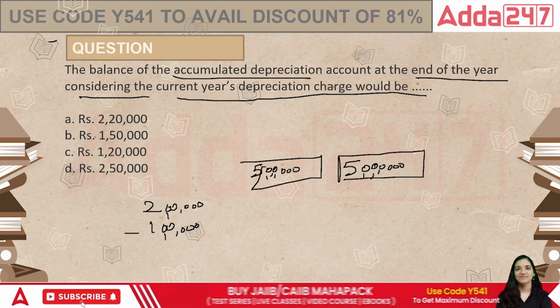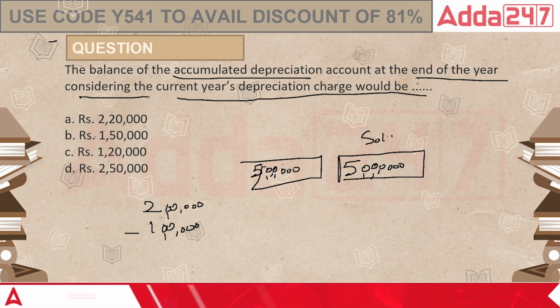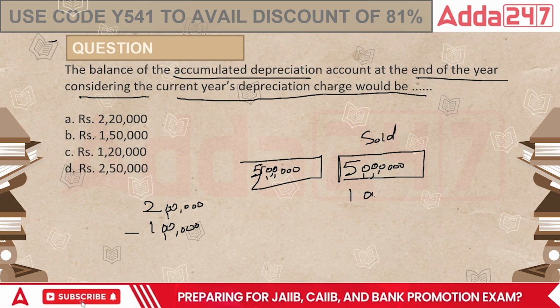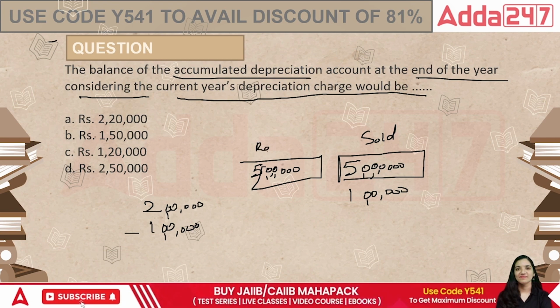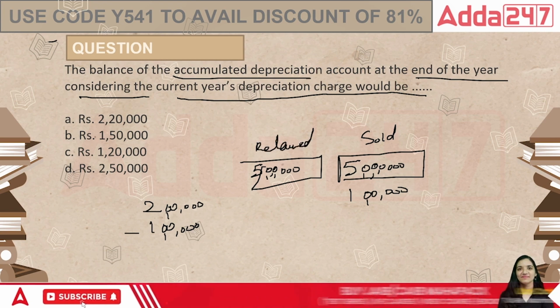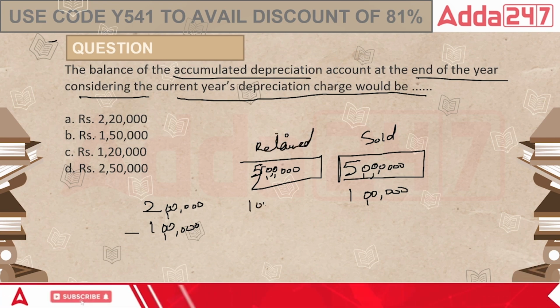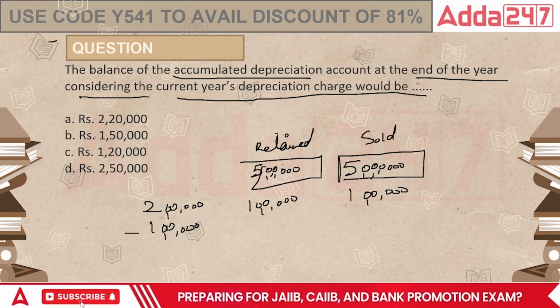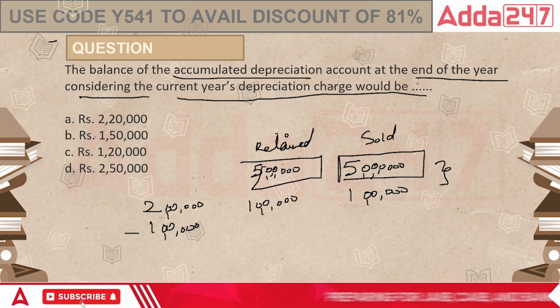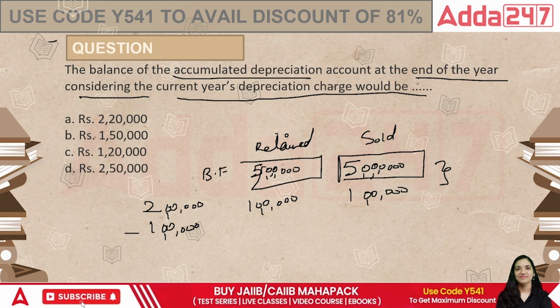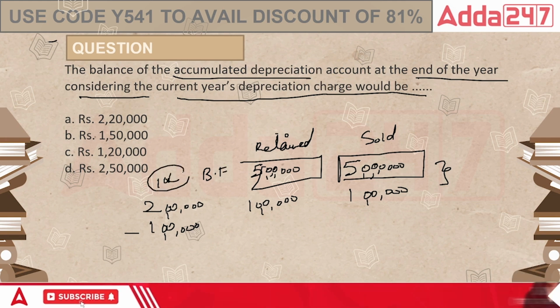Now, out of this one is sold. The accumulated depreciation on it during the year was 1 lakh. The one which we retained had a depreciation of 1 lakh. This is the information that they gave, and this is the balancing figure that I created, because the total was 10 lakh there and depreciation was a total of 2 lakh there.